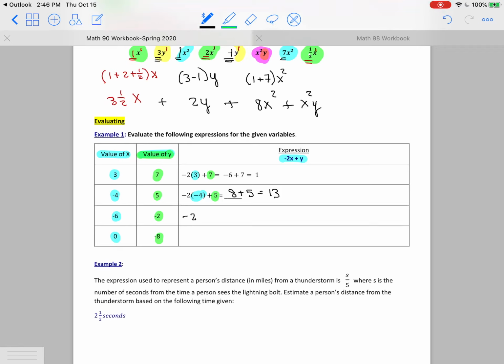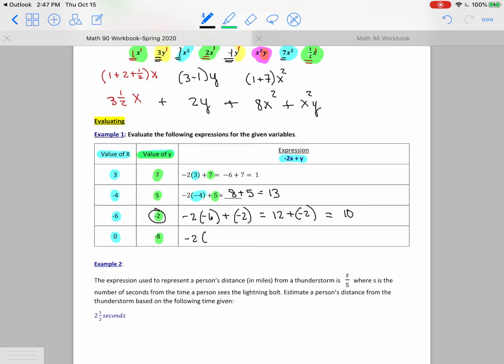Here we have a negative 2. My x value would have been a negative 6. And we have a plus y, so you could write that as a plus negative 2, or you can just call it a minus 2. I know that's a little confusing right now. We haven't gone into addition of signed numbers yet, but you could write that as plus y or plus negative 2, because the value of y in this particular case is negative 2, which is going to give us 12 plus a negative 2, which is the same as 12 minus 2, which is going to give us 10.